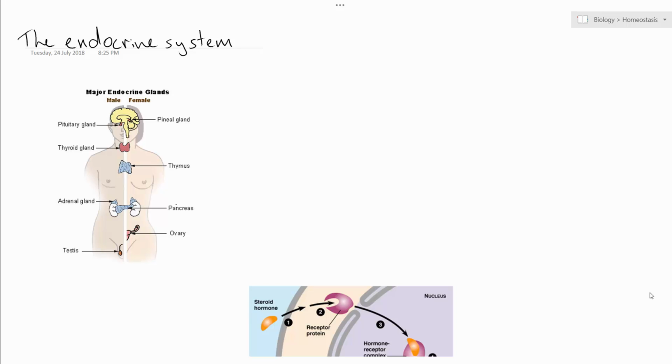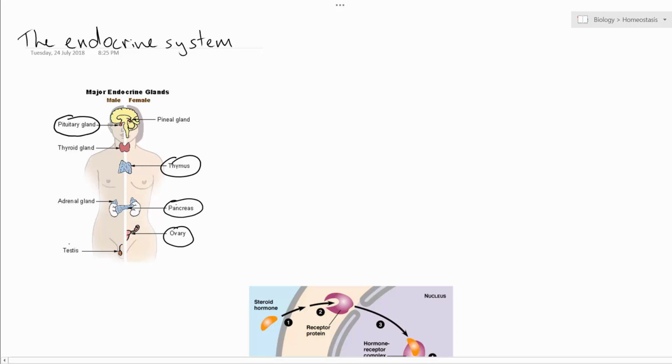So if we have a look at this diagram over on the left-hand side here, we can see a number of different glands that are shared, like the pituitary gland, like the thymus and the pancreas. Types of glands that are shared by both males and females. We've also got some glands that are more related to sexuality, so things like ovary, exclusive to females, testes are exclusive to males and have particular male or female functions.